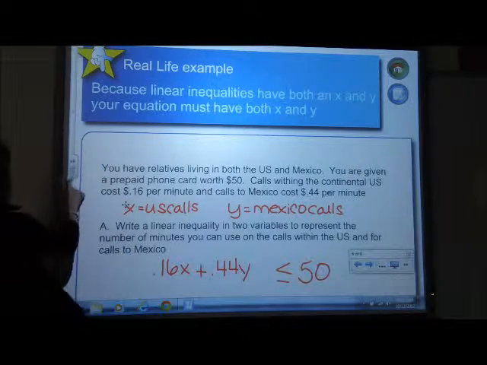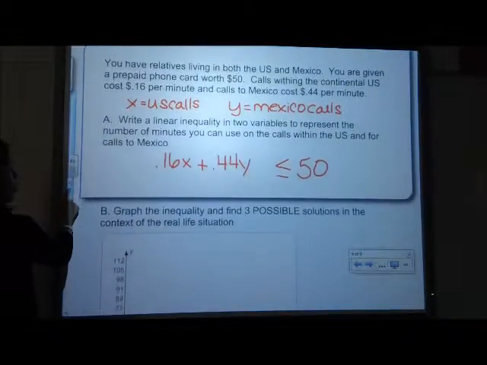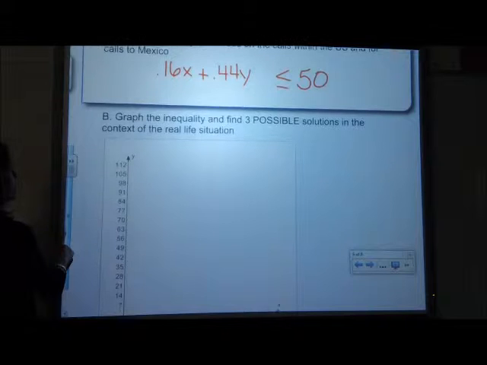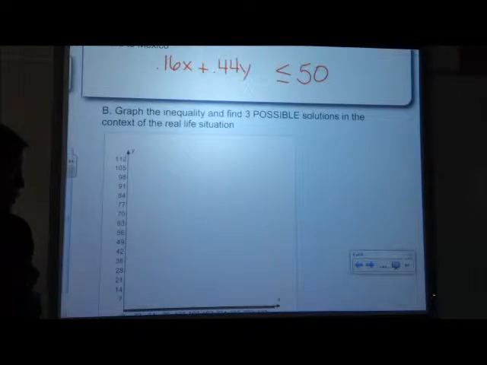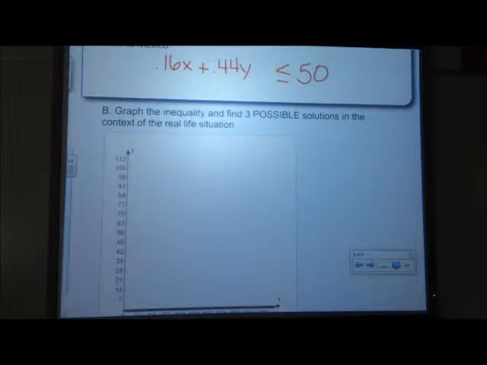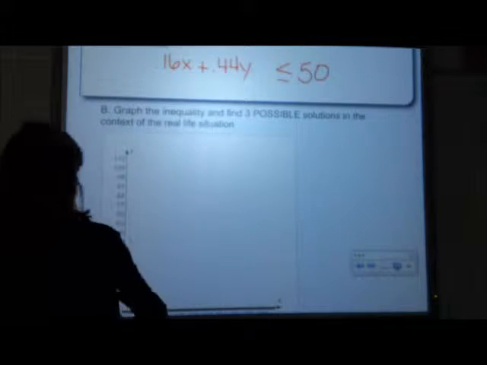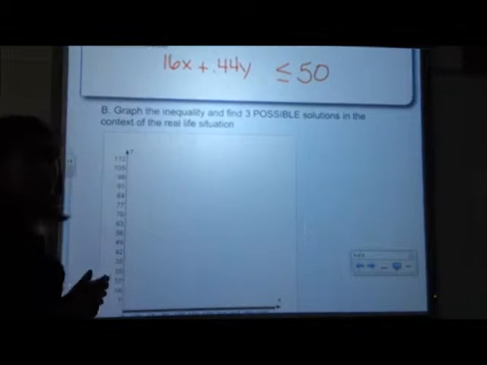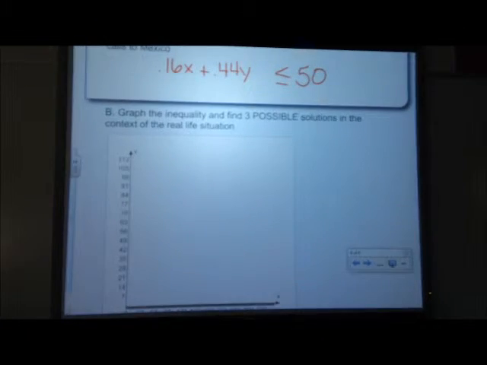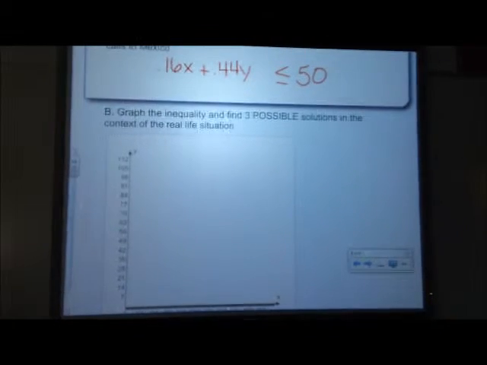Let's look at it in the next part of this particular equation. Graph the inequality and find 3 possible solutions to the context in real life. So what I would like you guys to do is go ahead and graph the inequality. I would think at this point the best way to do that would be using the intercepts. So why don't you go ahead and graph the line and let's see what happens. Press pause and go ahead and graph it.